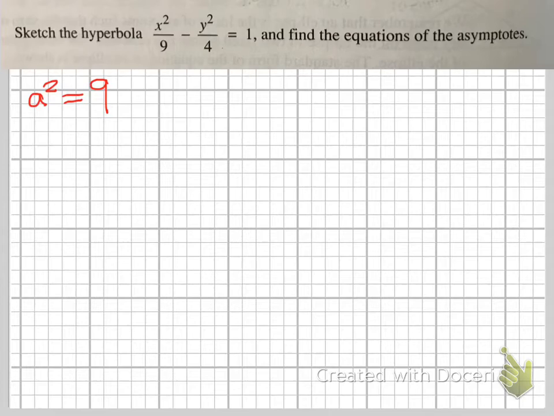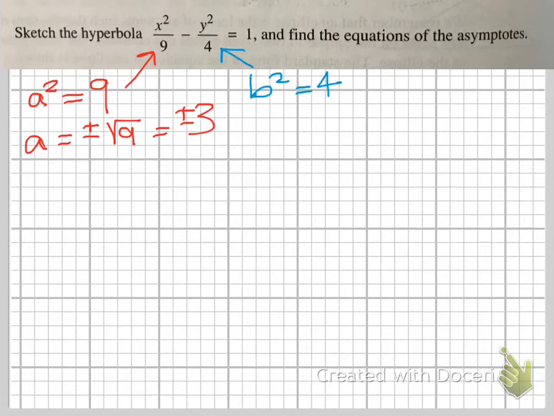Sketch the hyperbola x squared over 9 minus y squared over 4 equals 1. So first of all, it's equal to 1. Second, we see that minus sign, and so we need to identify a and b. Remember, a always comes first, so a squared equals 9. So a is equal to plus or minus the square root of 9, or plus or minus 3. b squared is equal to 4. b is plus or minus the square root of 4, or plus or minus 2.